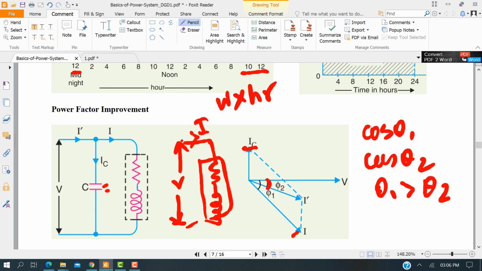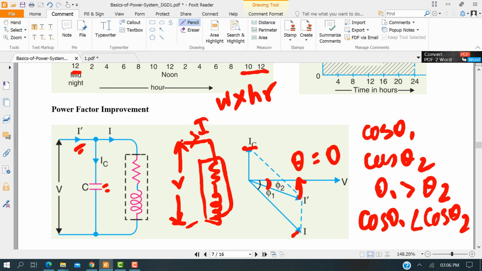So here cos phi 1 should be less than cos phi 2. That is, when the angle is lower, the power factor is improved, because you see that I prime, the resultant current here, is moving toward V. If it reaches here, then theta equals 0. So it would be like a resistive circuit, so the power factor will be 1 in that case. So this is the improvement. This part is the power factor improvement, and this is done by adding a capacitor in parallel with the load.